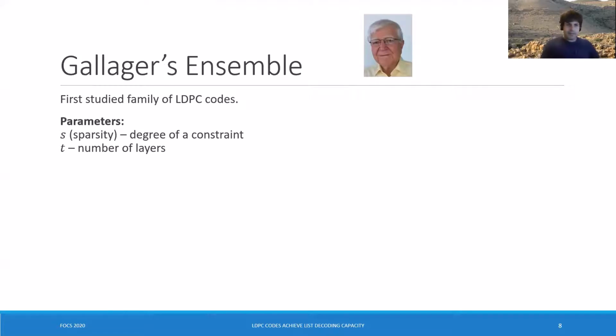The family that I'm going to describe to you now is a certain family of LDPC codes. It's called Gallager's codes, and it's the first known family of LDPC codes, discovered by Gallager in 1962. To describe a Gallager code, we need two parameters. One is s, the sparsity of the code, which is the degree of the constraint nodes, which we already talked about before. There's also another parameter t, which counts layers. And in 2 minutes, you're going to know what that means.